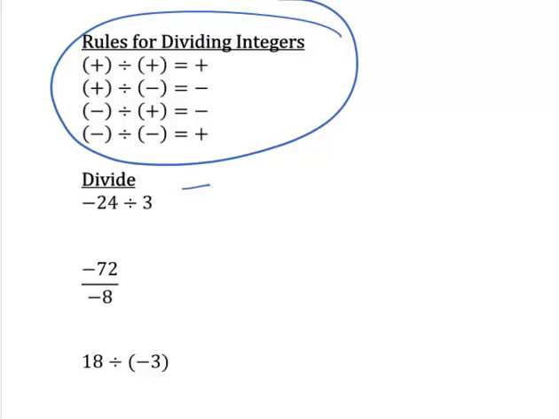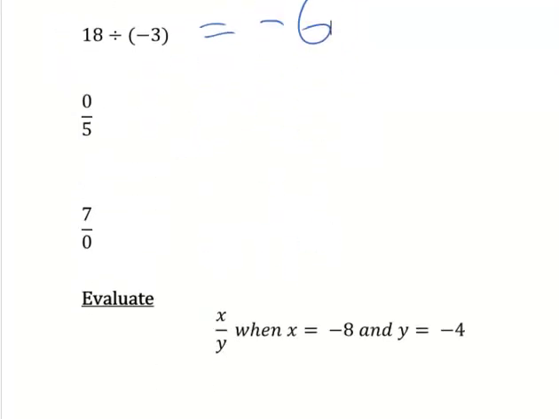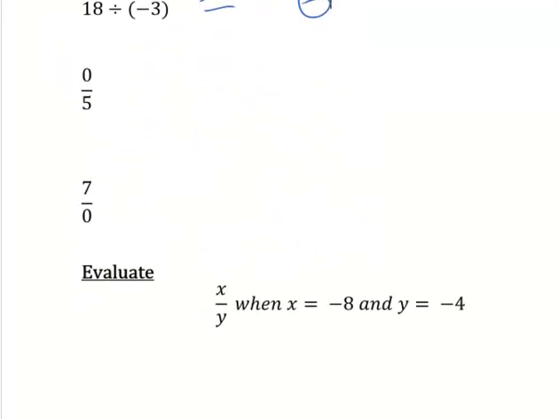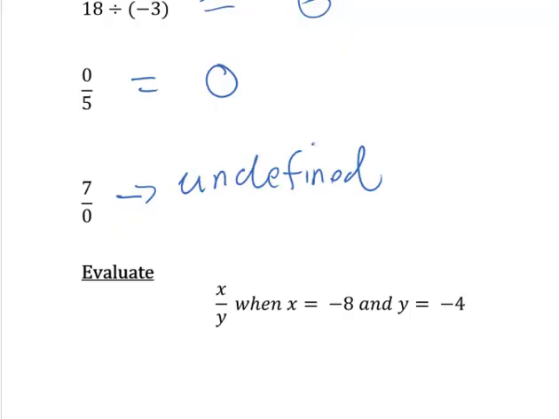Okay, so we're going to go ahead and divide here. So negative 24 divided by positive 3 is a negative 8. Negative 72 divided by a negative 8 is a positive 9. 8 divided by a negative 3, negative 6. Let me scroll down a little bit more. Okay, so 0 divided by 5, if you remember, this is 0. If you all remember 7 divided by 0, this is when we have undefined.